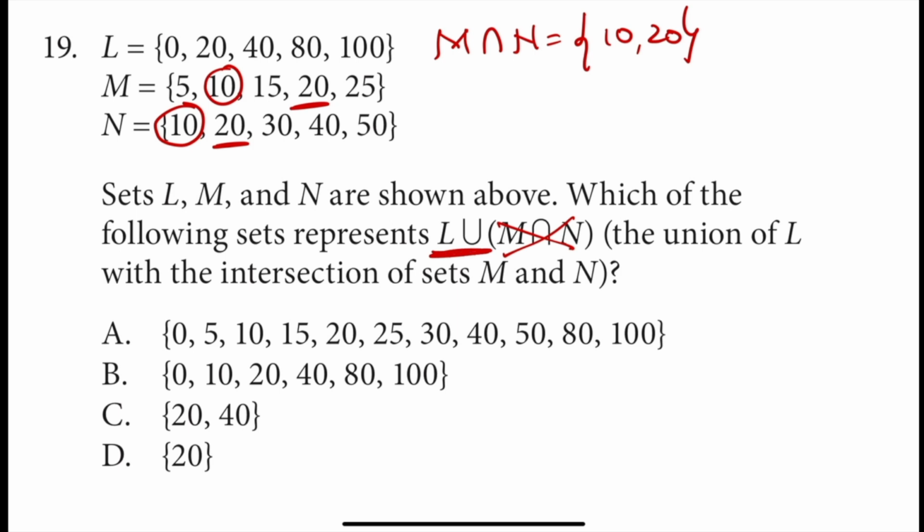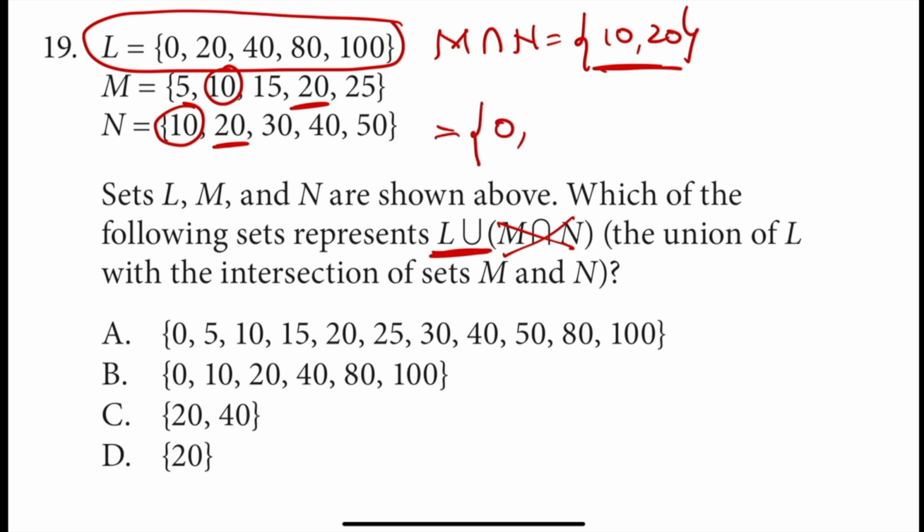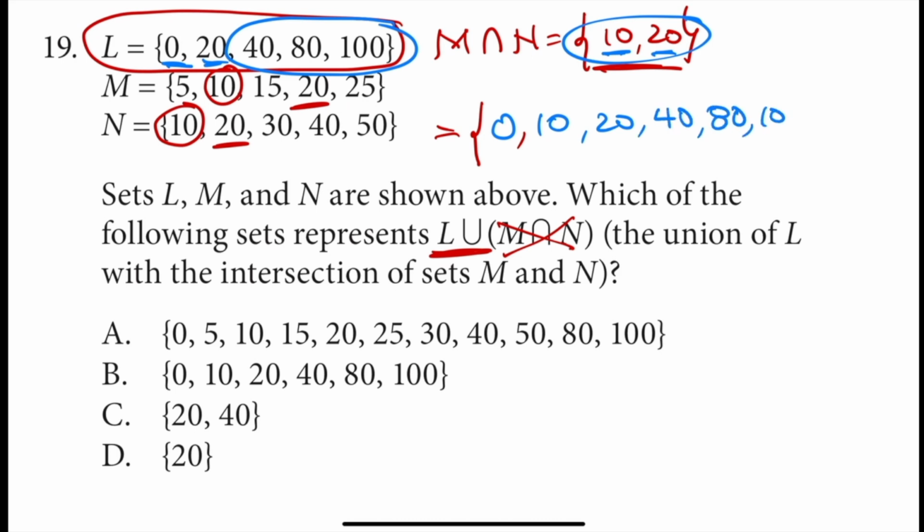So we've done this. Union is putting things together, so everything is included. So L union with this. My answer is all of L, which starts with 0. But hold on, it's the union with this. So I start with 0. The next number is 10, because I'm going to increase in order. The next number is 20, which is here and is here. And then I finish with these 3 numbers, 40, 80, and 100. Therefore, my answer is 0, 10, 20, 40, 80, 100, B.